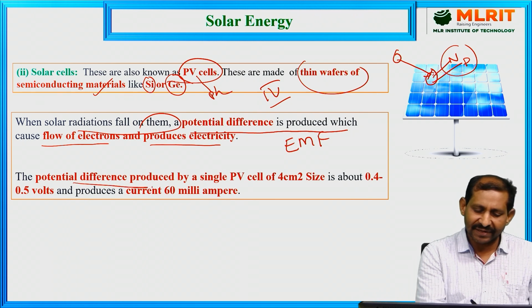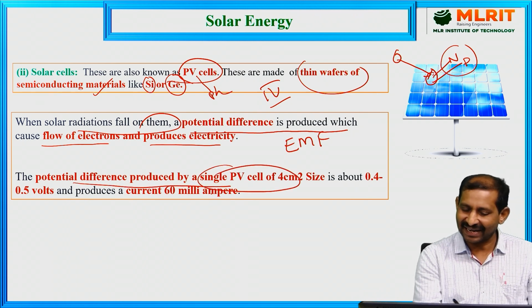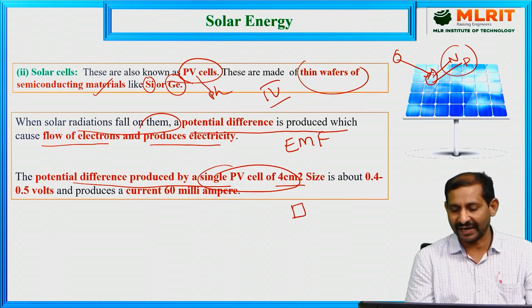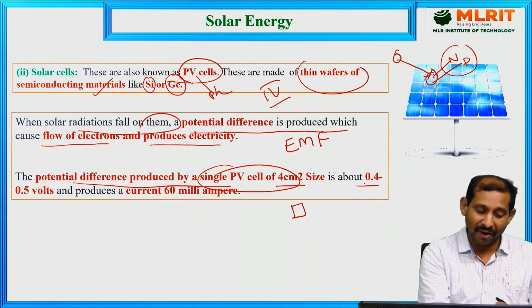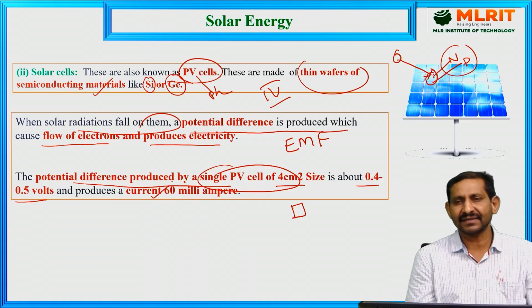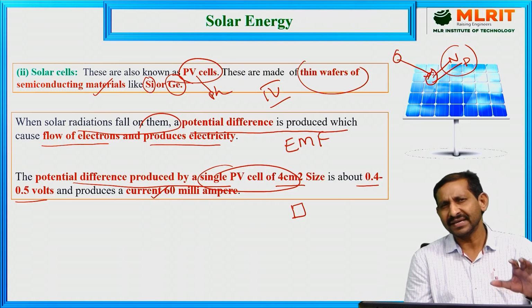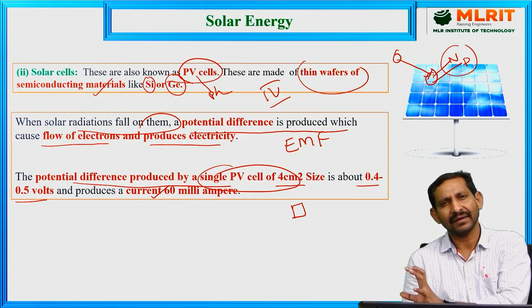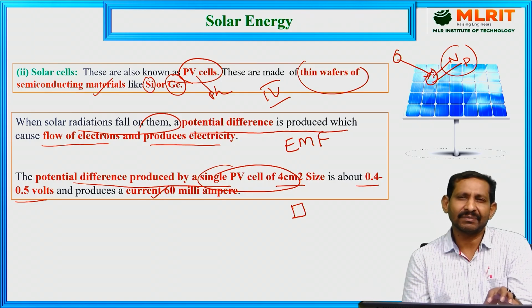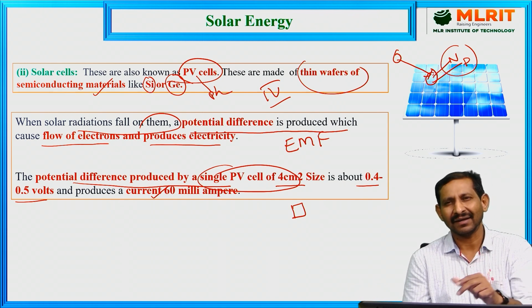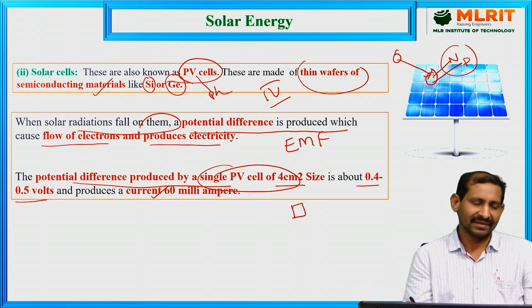The potential difference produced in a single photovoltaic cell of around 4 centimeter square, for example, will be about 0.4 to 0.5 volts of electricity, and that will be converted into a current of 60 milliamperes. So here the potential difference is produced, and only then is it converted to electrical energy. How much electrical energy is produced in the specified area of 4 centimeter square is also discussed in this slide.